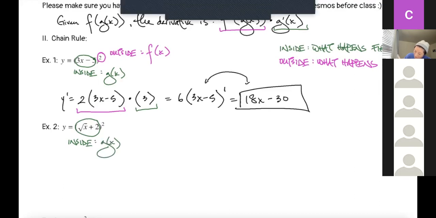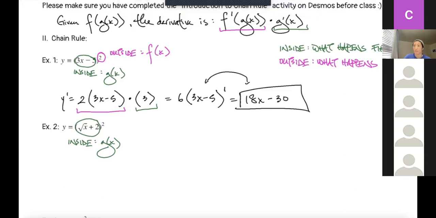And typically we call that g of x, but you could call it whatever you want. Okay. And our outside function here. After we do that square root of x plus 2, then we square it, exactly. All right, so we've got our inside function, we've got our outside function.